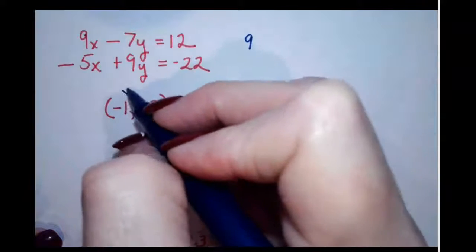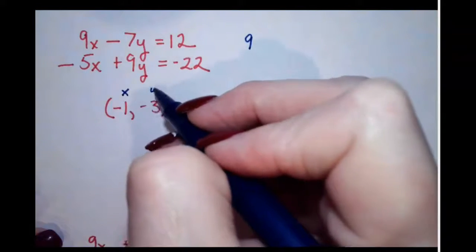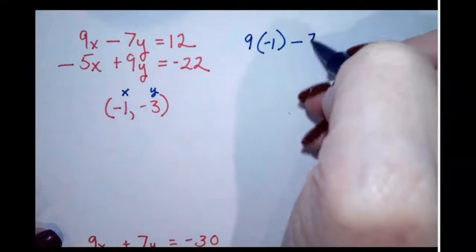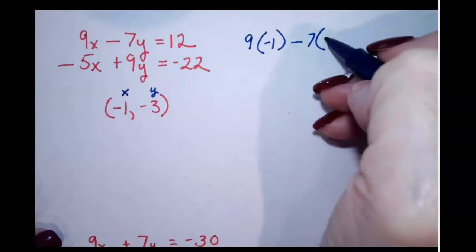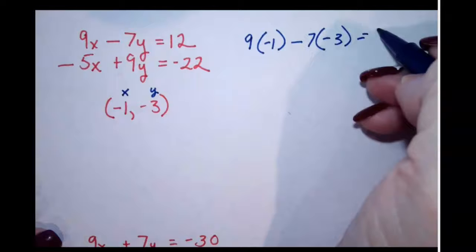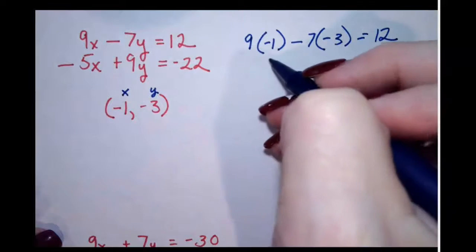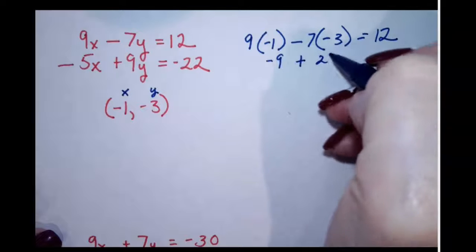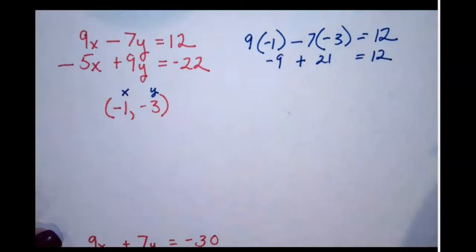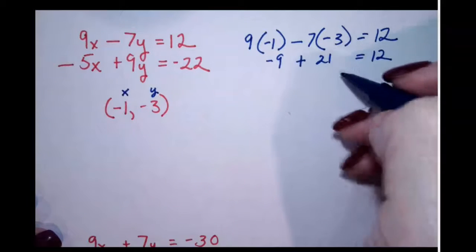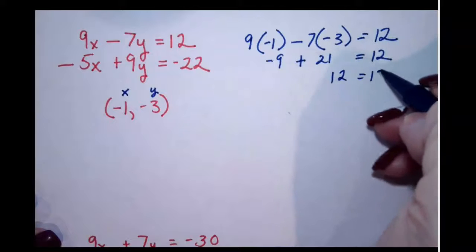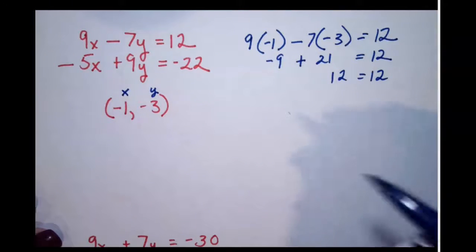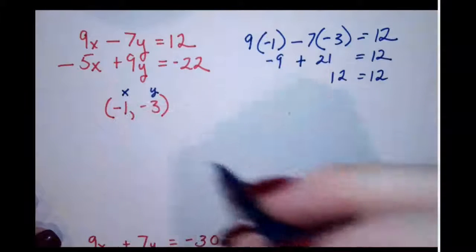Okay, this time X is negative 1 and Y is negative 3. So 9 times negative 1 minus 7 times negative 3 is equal to 12. Let's try it out. That's a negative 9. A negative times a negative is a positive 21 equals 12. If I need to, I can put that in my handy-dandy calculator, and I realize 12 is indeed equal to 12. But since it's a system, we have to do it on both of them.